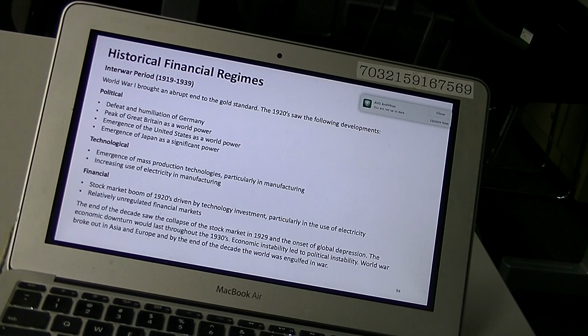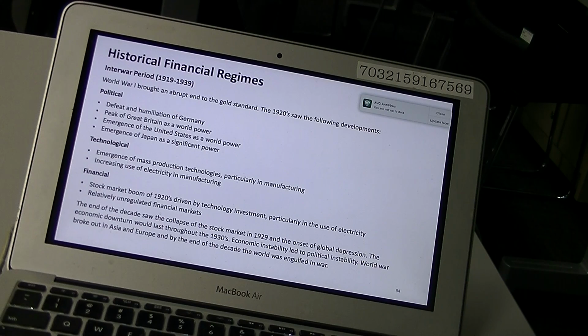Financial regime: stock market boom in the 1920s, driven by technology investment, particularly the use of electricity, with relatively unregulated financial markets. So that was the interwar period, 1919 to 1939. The end of the 1920s saw the collapse of the stock market and the onset of global depression, and a downturn that would last throughout the 1930s that led to economic instability, and that led to political instability.